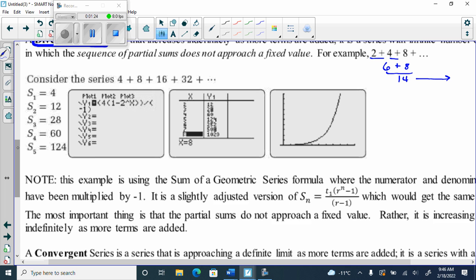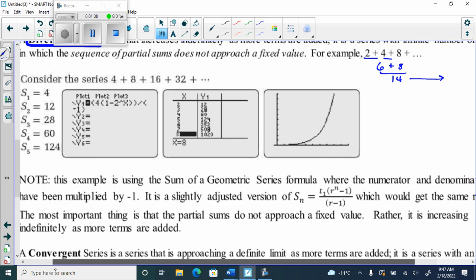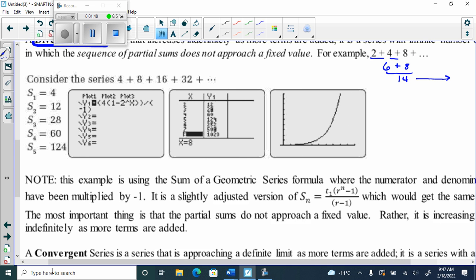So here it says, consider 4, 8, 16, 32. They plugged it in, and it just keeps getting larger and larger. This example is using the sum of the geometric series formula where the numerator and denominator have been multiplied by -1. It's slightly adjusted. But the point here is that it just keeps getting bigger. It doesn't actually reach an ultimate sum, correct?